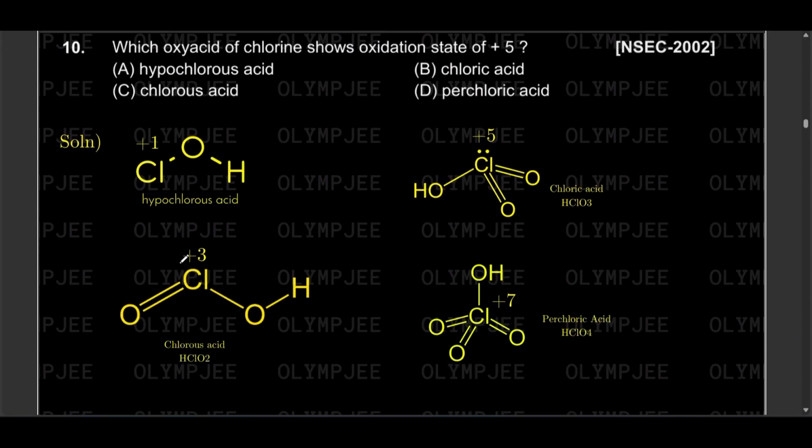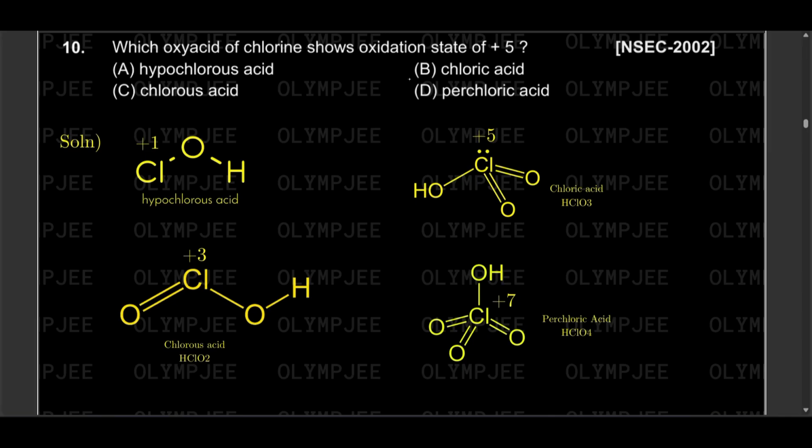Moving on to question 10. Which oxyacid of chlorine shows oxidation state of +5? So this is again a question from P block, but it is given in periodic properties because we generally remember these chlorous acids or chloric acids.